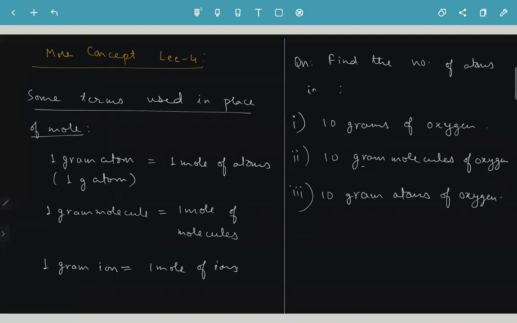So whenever gram and molecule are used together, it refers to moles. Gram molecule is number of moles of molecules. And gram atoms is number of moles of atoms. So, find the number of atoms in 10 grams of oxygen. Let us solve the first part.